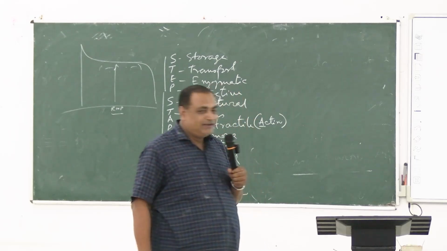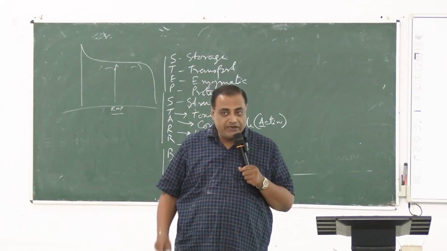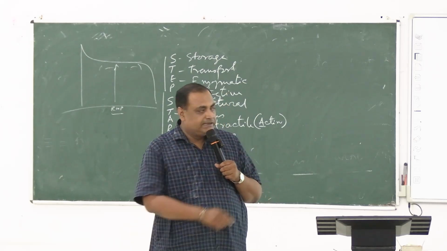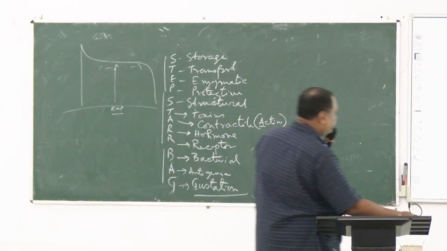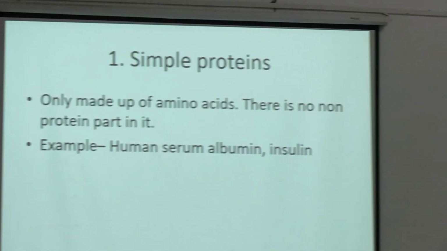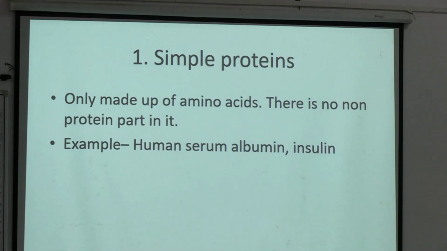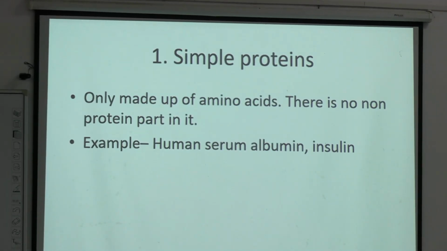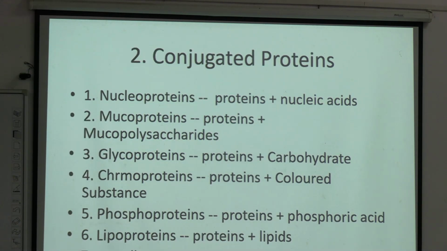Sit down. So, there are examples of derived proteins. The derived proteins can be of two types, primary derived proteins and secondary derived proteins. We will see. Example of simple protein, human serum albumin. Right? Write down the examples.